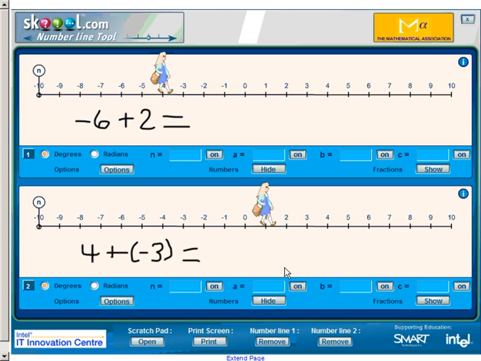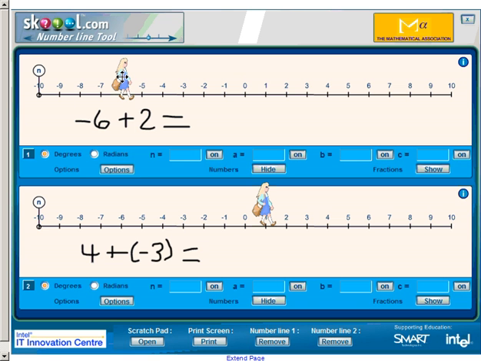So we have a young lady, and on the next slide, you'll see a young man. On this slide, we're going to be adding positive and negative numbers on the number line. My problem is negative 6 plus 2. As I look at the number line, I see that the girl is facing right. She is starting at negative 6, and she is going to walk forward 2 spaces. When I have an addition or a subtraction problem on the number line, my little character is going to walk forward for a positive number. They're going to walk backwards for a negative number.